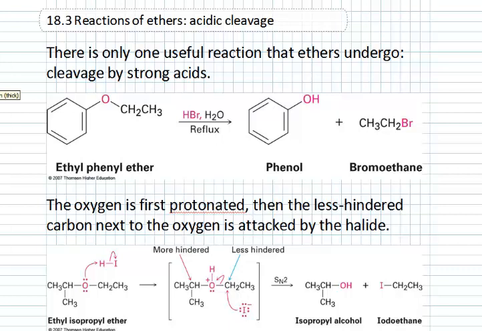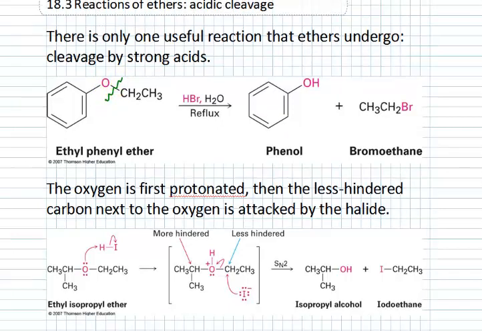The one thing that they do that's somewhat useful to us is they can be cleaved by strong acids. That's not so useful to you if your solvent is an ether and you've got some strong acid in there. You're going to have side products all over the place. But sometimes it is useful to us, especially in protection, as we'll see in the next chapter. But if I react really any ether with strong acid, we will have broken one of the OC bonds.